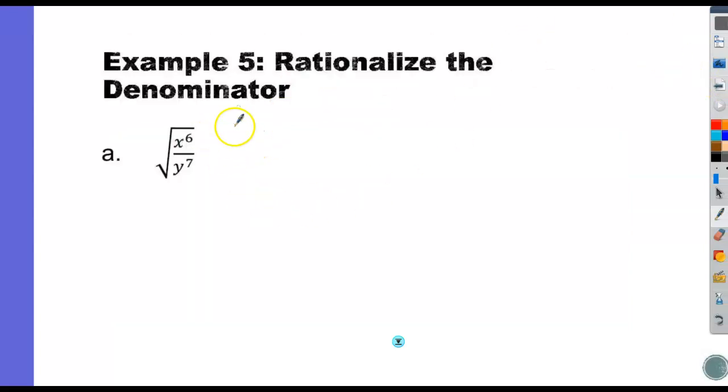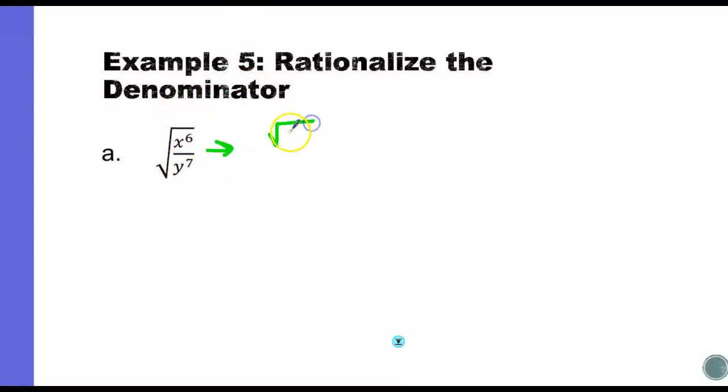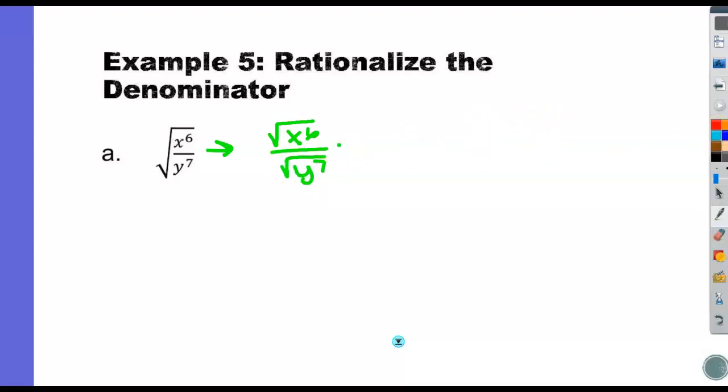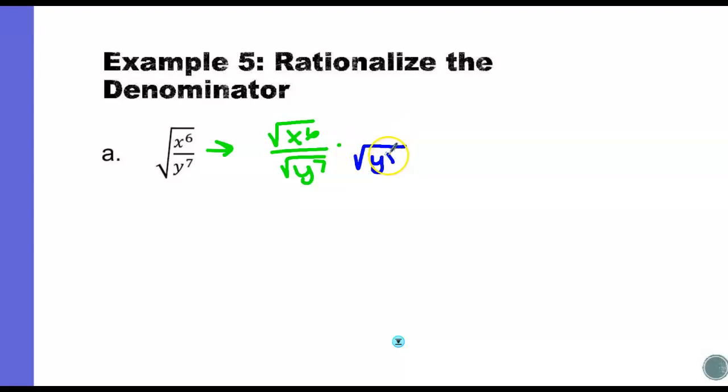So here's the first example we're going to do with this. What I'm going to do is first split it apart as the square root of x to the 6th over the square root of y to the 7th. To rationalize the denominator, we want our denominator to not have any radicals there. So what I'm going to do is multiply this denominator by, notice that I have a square root. So I'm going to multiply the top and bottom by the square root of y to the 7th.